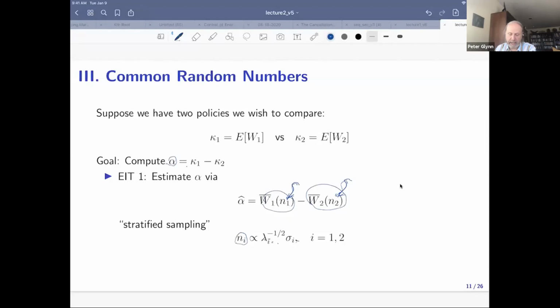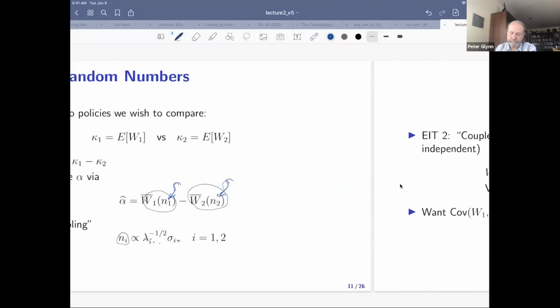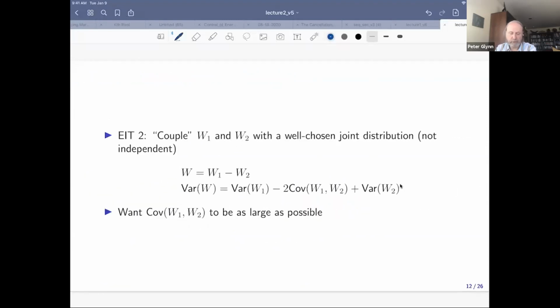Of course, N1 plus N2 has to be equal to the computational budget that you have available. So that's efficiency improvement technique one. Efficiency improvement technique two is what people would call the method of common random numbers.